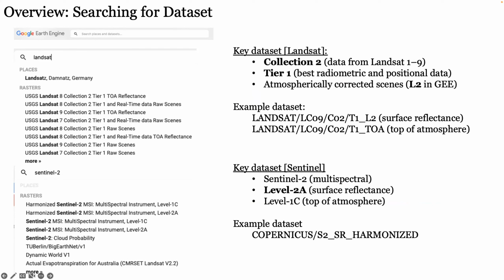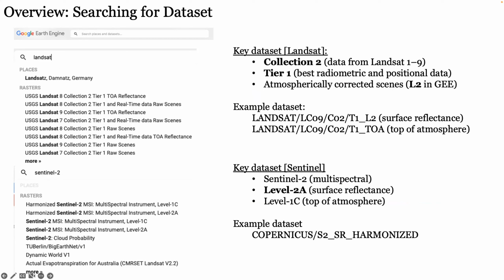So for Landsat 9, we want to use collection 2 data, collection 2 tier 1 data that have been atmospherically corrected. What this means is that we're essentially getting the surface reflectance data since we're more interested in different surface properties.